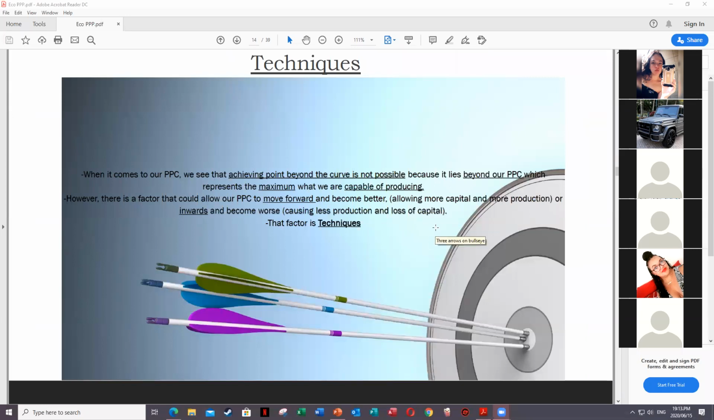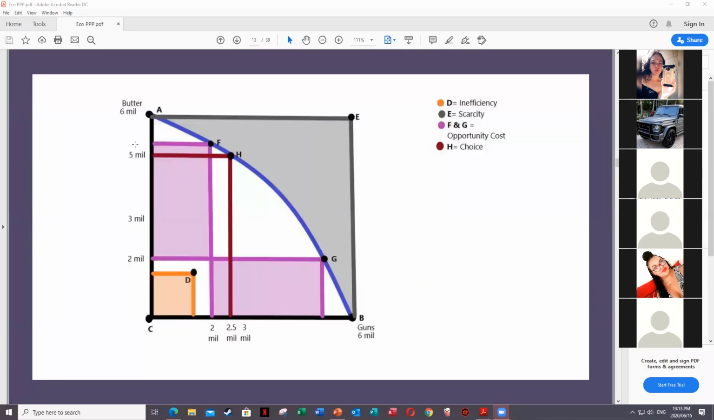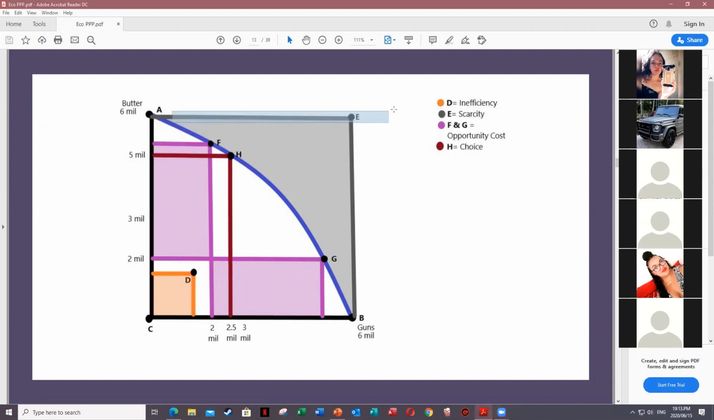But there's also, as we know on this graph, this purple line here represents the maximum level of what we're able to produce. We cannot produce more than this. We cannot go further than this. But there is something that we can do to push our line out further. So maybe if we change something about the way we're operating, we can push this line out further to go past E, and then E won't be unattainable anymore.